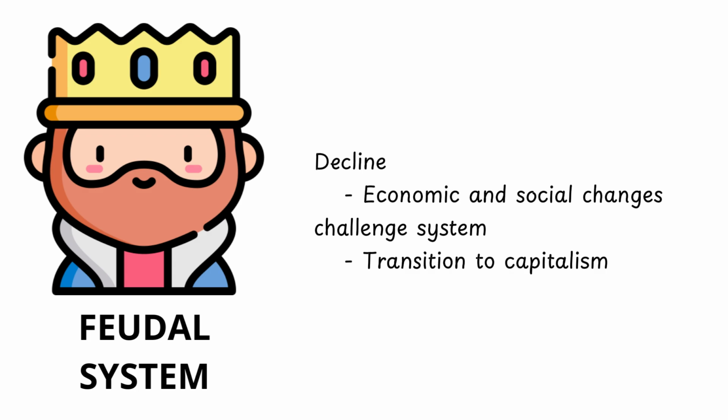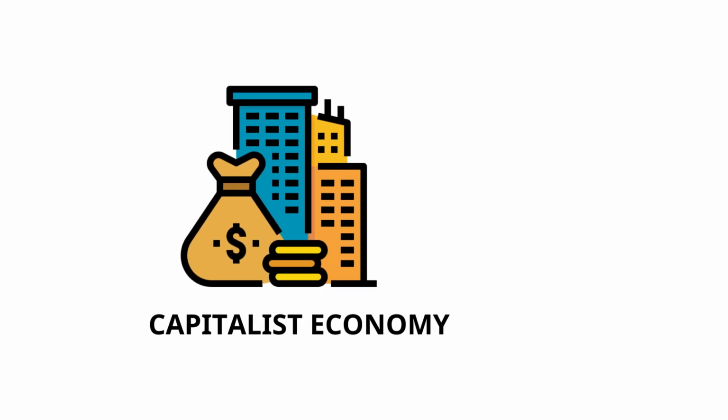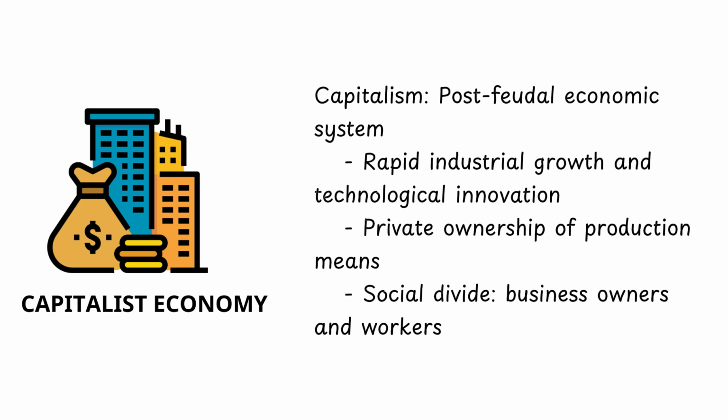The rise of cities, a new middle class, and advances in science and trade challenge the system. As feudalism becomes outdated, capitalism takes its place, marking a shift in societal structure and economic practices. Number 4. Capitalist economy. Capitalism follows feudalism as the next stage in economic and social development. It's defined by rapid growth in production and technology, driven by private ownership of production means.